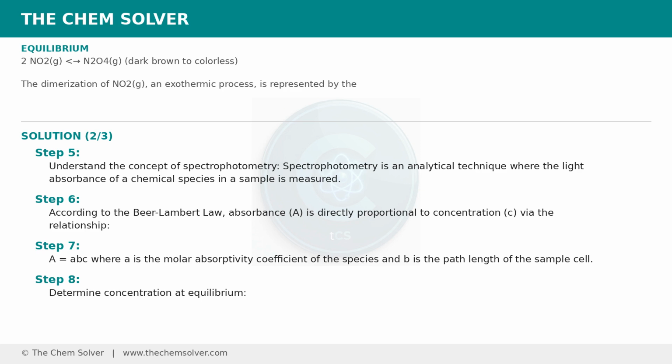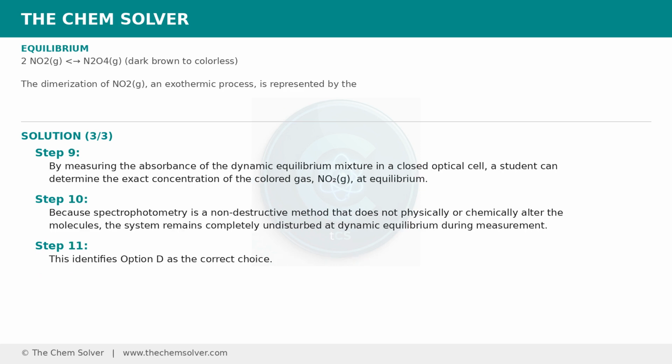Determine concentration at equilibrium. By measuring the absorbance of the dynamic equilibrium mixture in a closed optical cell, a student can determine the exact concentration of the colored gas, NO2, at equilibrium. Because spectrophotometry is a non-destructive method that does not physically or chemically alter the molecules, the system remains completely undisturbed at dynamic equilibrium during measurement.